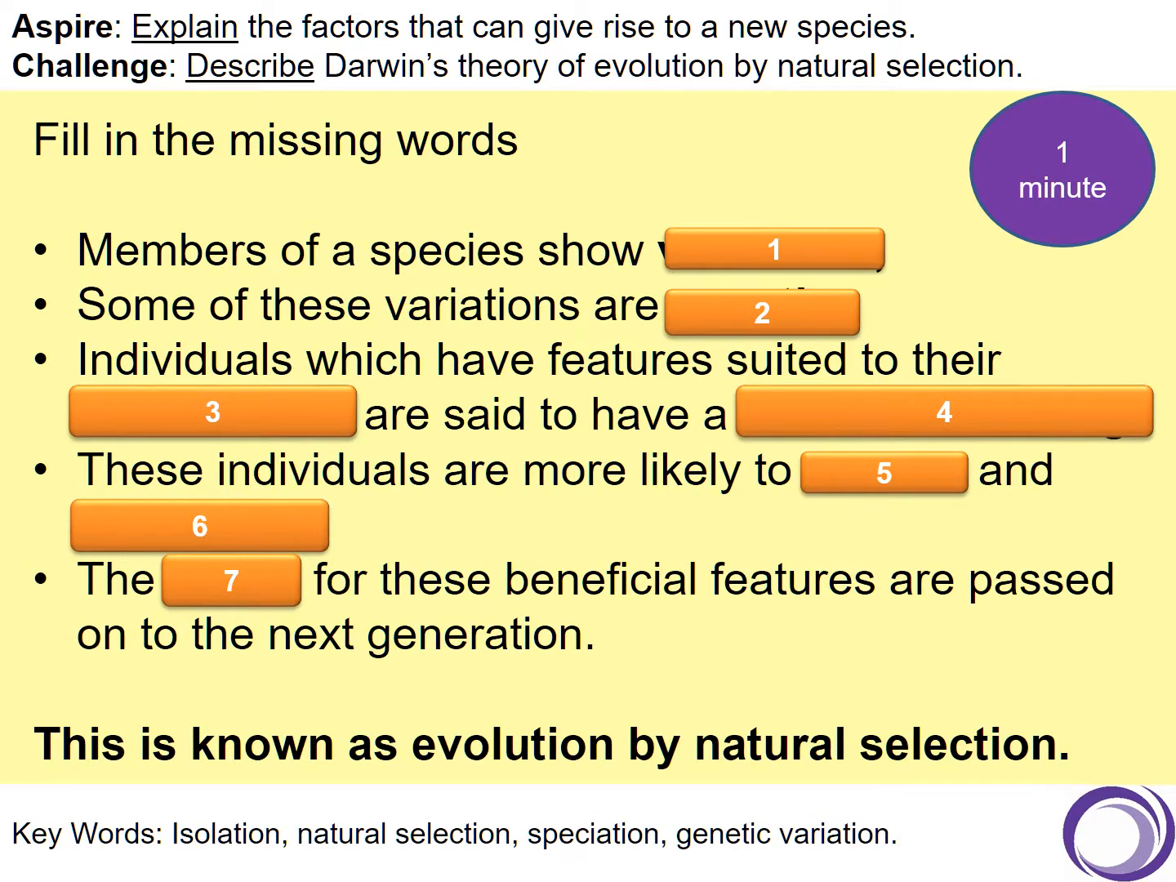So I just want you to have a think for a second. There's 5 statements and some missing words. This paragraph summarises the theory of natural selection. I'm just going to give you 1 minute to see what words you can come up with to the gaps. If you just number them 1 to 7 and see what you can come up with.